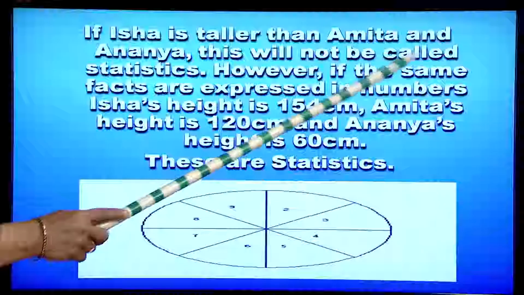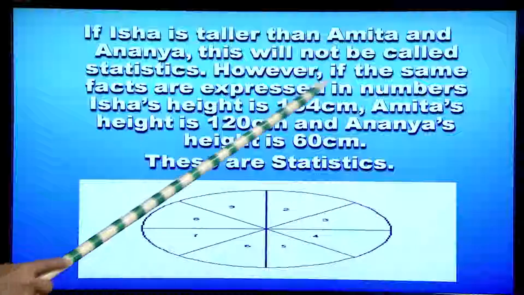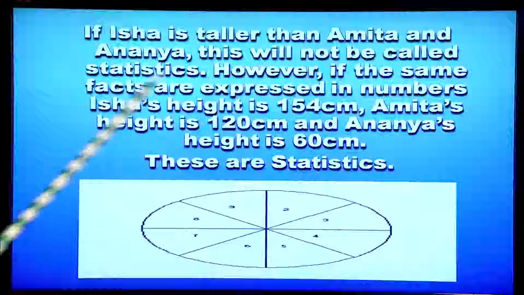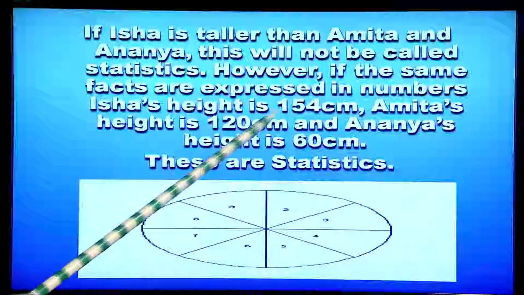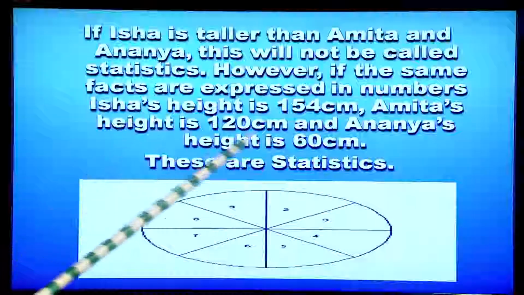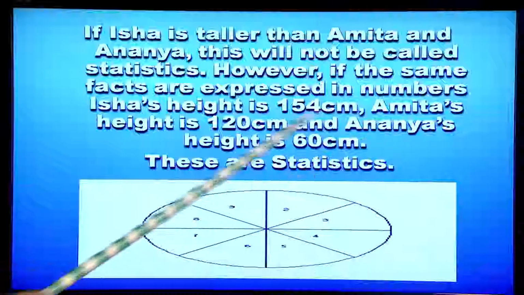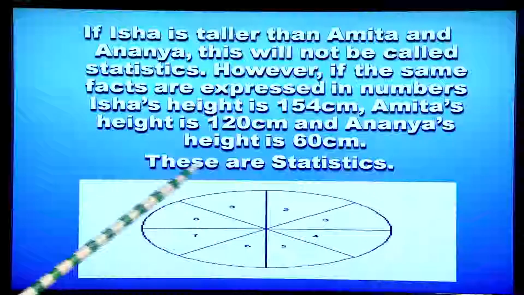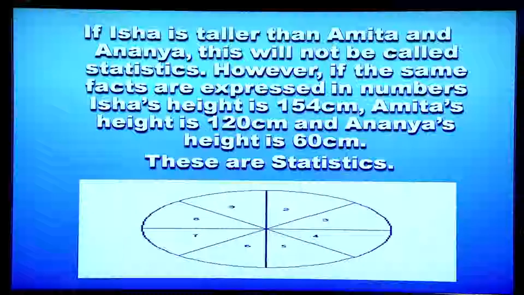However, if the same facts are expressed in numbers, that is, Isha's height is 154 centimeters, Amita's height is 120 centimeters, and Ananya's height is 60 centimeters, then these are statistics. Remember, numerical facts are statistics.